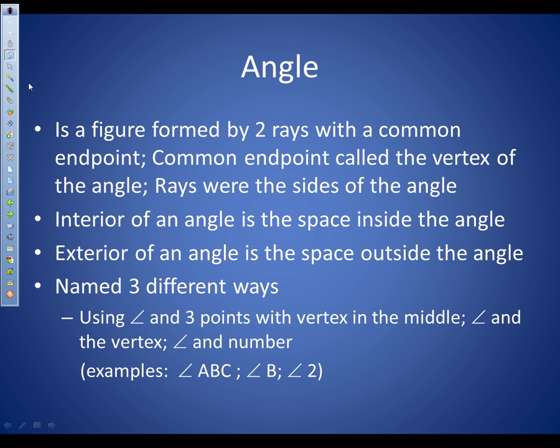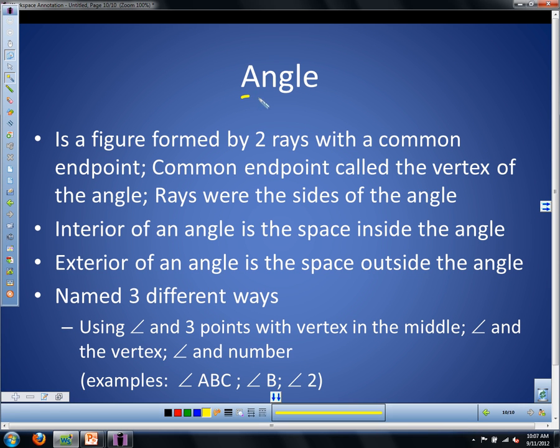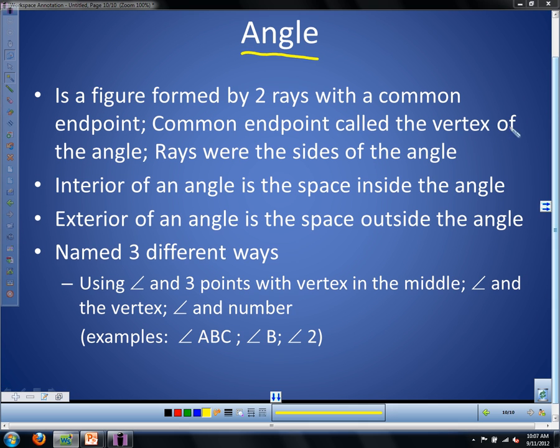All right, angle is our next term. So angle goes in the box. Our technical definition: it's a figure made by two rays with a common endpoint. So our drawing. So my two rays, it has a common endpoint. An important characteristic is that endpoint is called the vertex. That's the vertex of the angle.